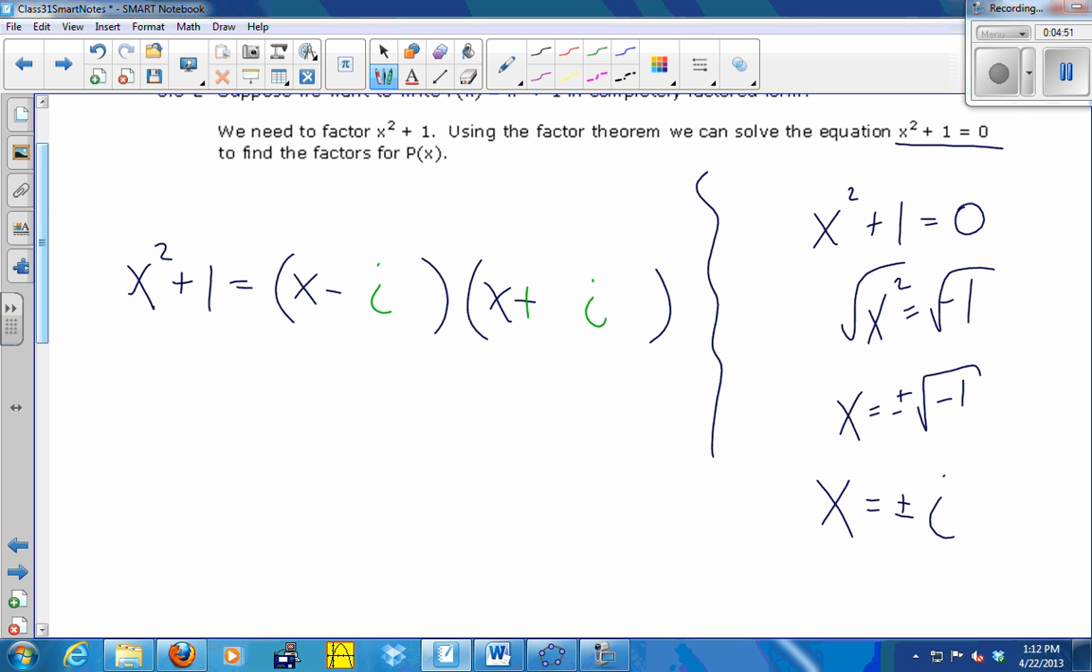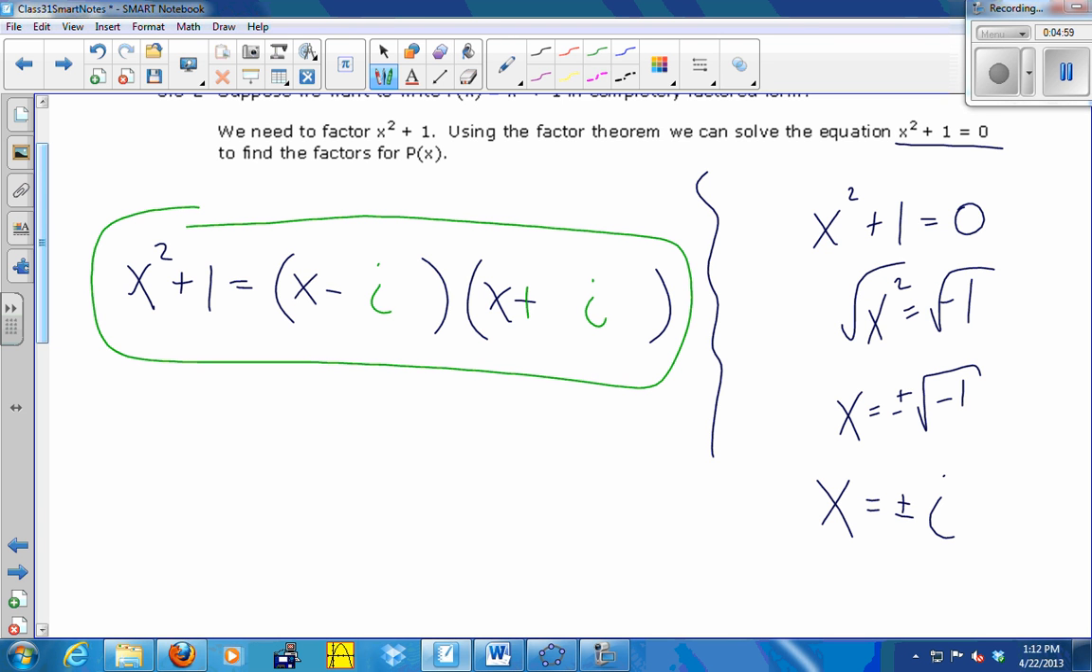X minus i and x minus negative i, and we've got this thing in completely factored form. Let's just double check that when we FOIL this out, we do get x squared plus 1. So when I FOIL, first I get x squared, then I get plus ix minus ix, and then minus i squared. So my outer and inner ix's cancel. Then I have x squared minus i squared.